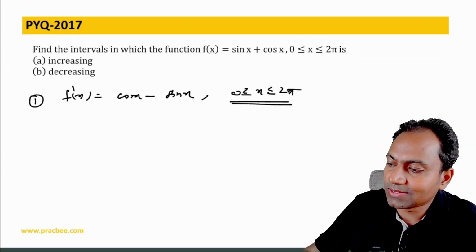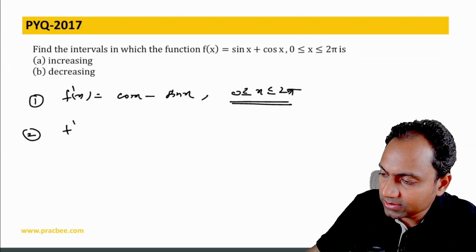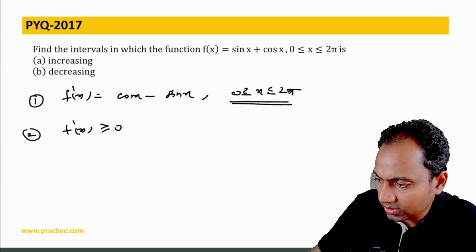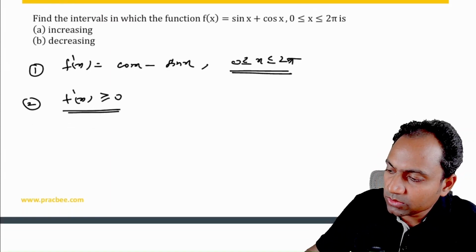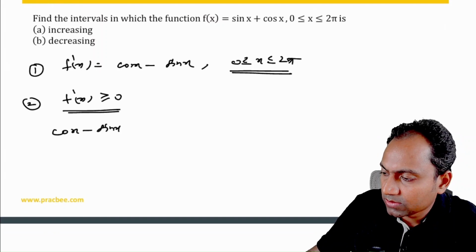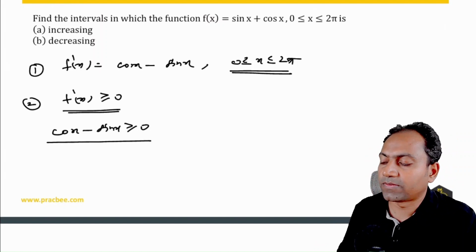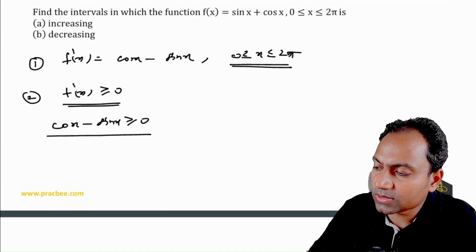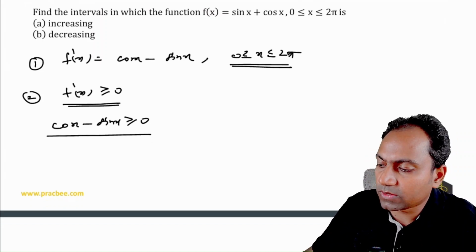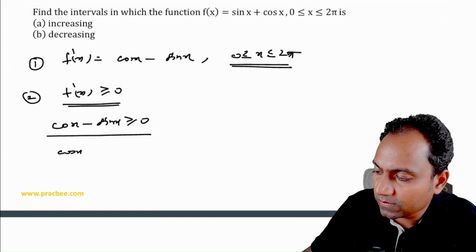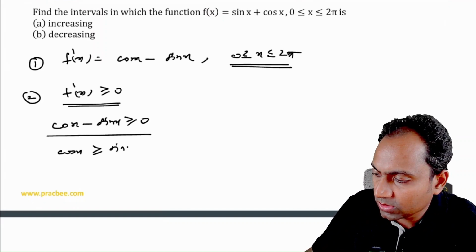Now what they're saying is it is increasing. So in the second part, increasing would mean it needs to be greater than or equal to 0. So that would mean cos x minus sin x should be greater than or equal to 0. This we need to simplify and solve. Once you have got this, there are multiple ways to do it. One of the ways is I can do it using graph. So cos x should be greater than or equal to sin x.